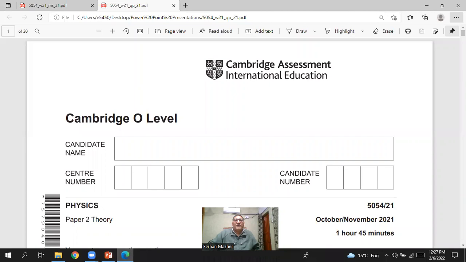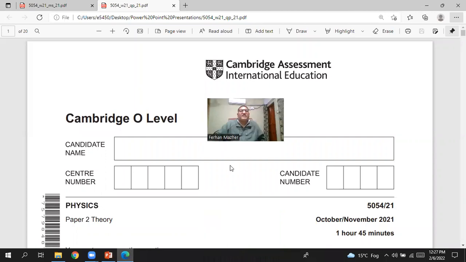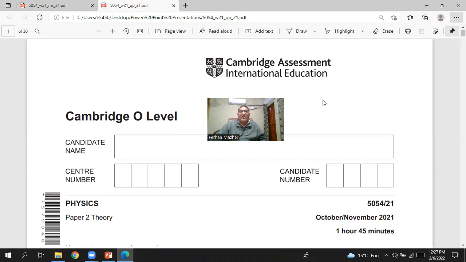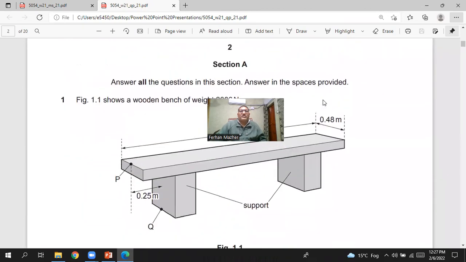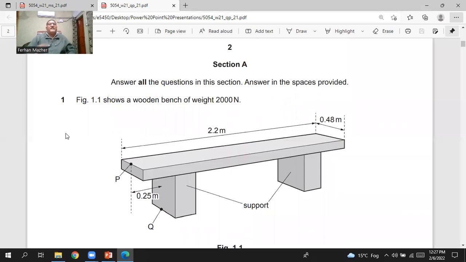Okay, so this is the paper, Cambridge Assessment International Education, Cambridge O Levels, October-November 2021, Paper 2. The time allowed is 1 hour and 45 minutes. So let's go to the first question. Question number 1 is showing up on your screen. It says figure 1.1 shows a wooden bench of weight 2000 Newton.